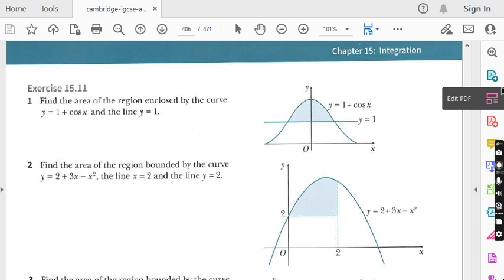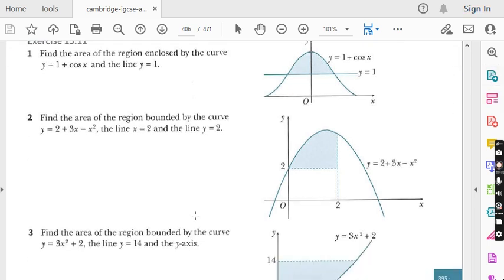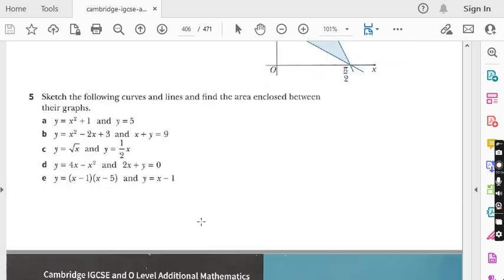Students, in last lecture we did first three parts of question number 5 from exercise 15.11. The topic of this exercise is the area between two curves or the area between a straight line and curve. In this question 5, we have to sketch the graph as well.